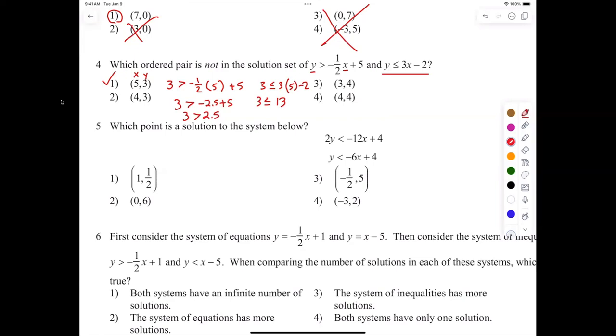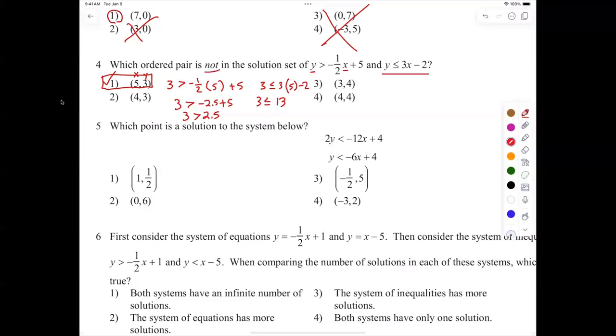I'm asking the question, is 3 less than 13? Is 3 less than 13? Yes. So was it true on the second equation? Therefore, is it an answer? If it's true for both, then it's an answer. So that is a solution, but it's not the answer.